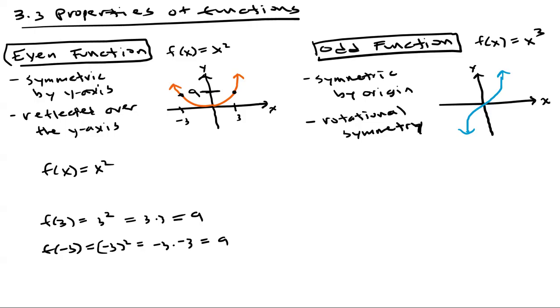So what does that mean? That means if we were to find out whether a function is even or not, we just need to plug in negative x. So if I plug in a negative x in here, let me do it on this side here on the right. If I plug in a negative x for my function, I'll have a negative x squared.